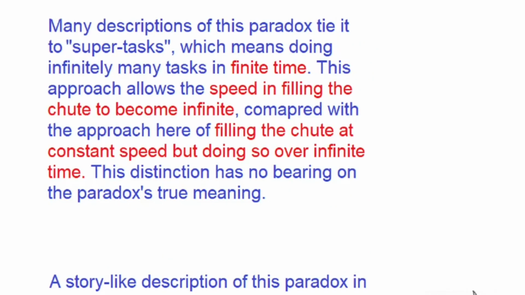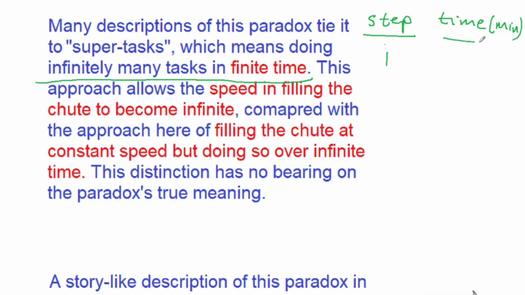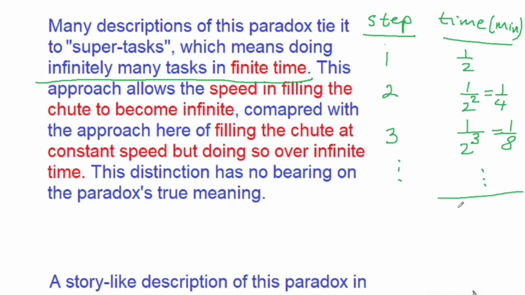Descriptions of this paradox very often invoke the concept of supertasks, which means doing infinitely many tasks in finite time. For our particular problem, this could be something like this. Let's say we measure time in minutes. Step 1 takes half a minute. Step 2 takes a quarter of a minute. Step 3, an eighth of a minute, and so on. If we add up all these fractions of the minute, we get 1 minute, because the sum of this particular geometric series is just 1 minute.